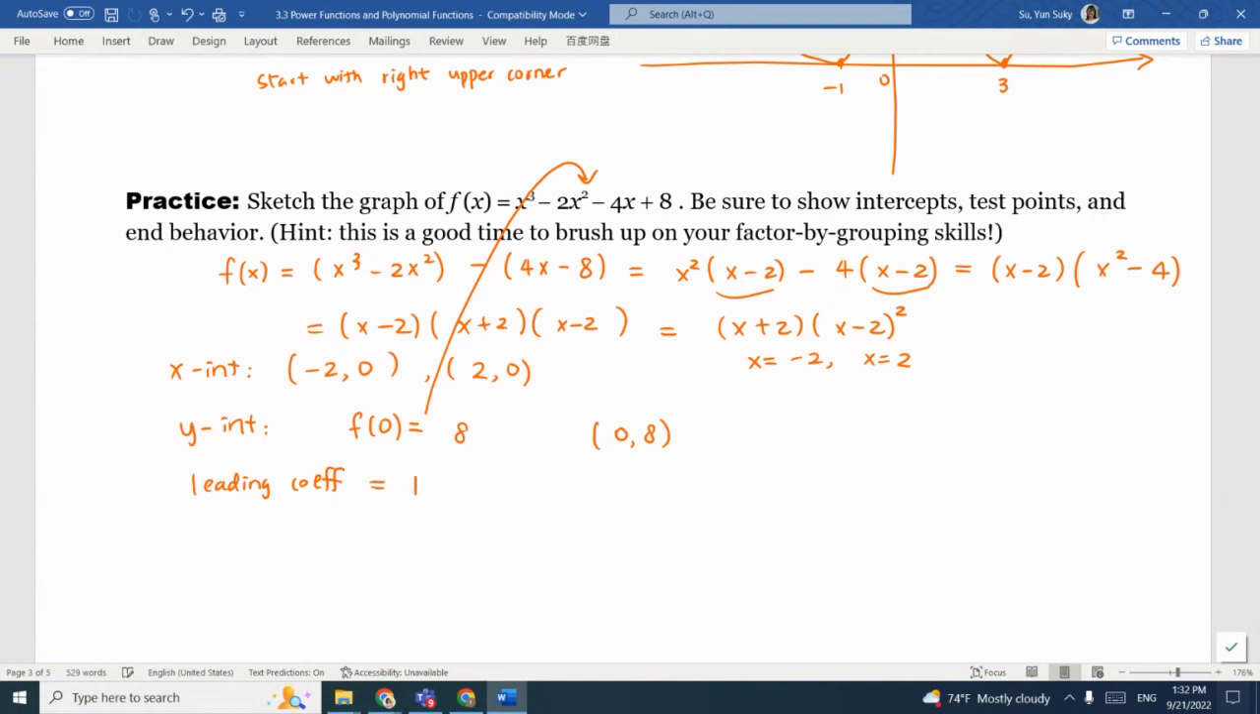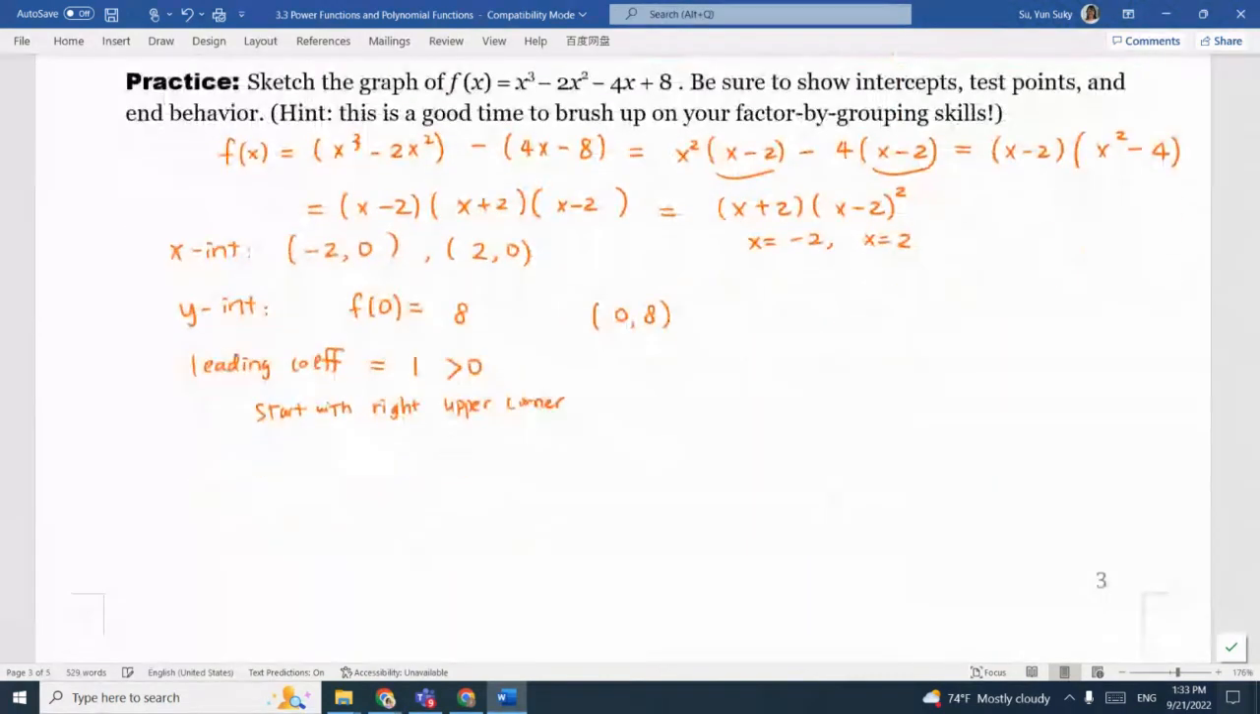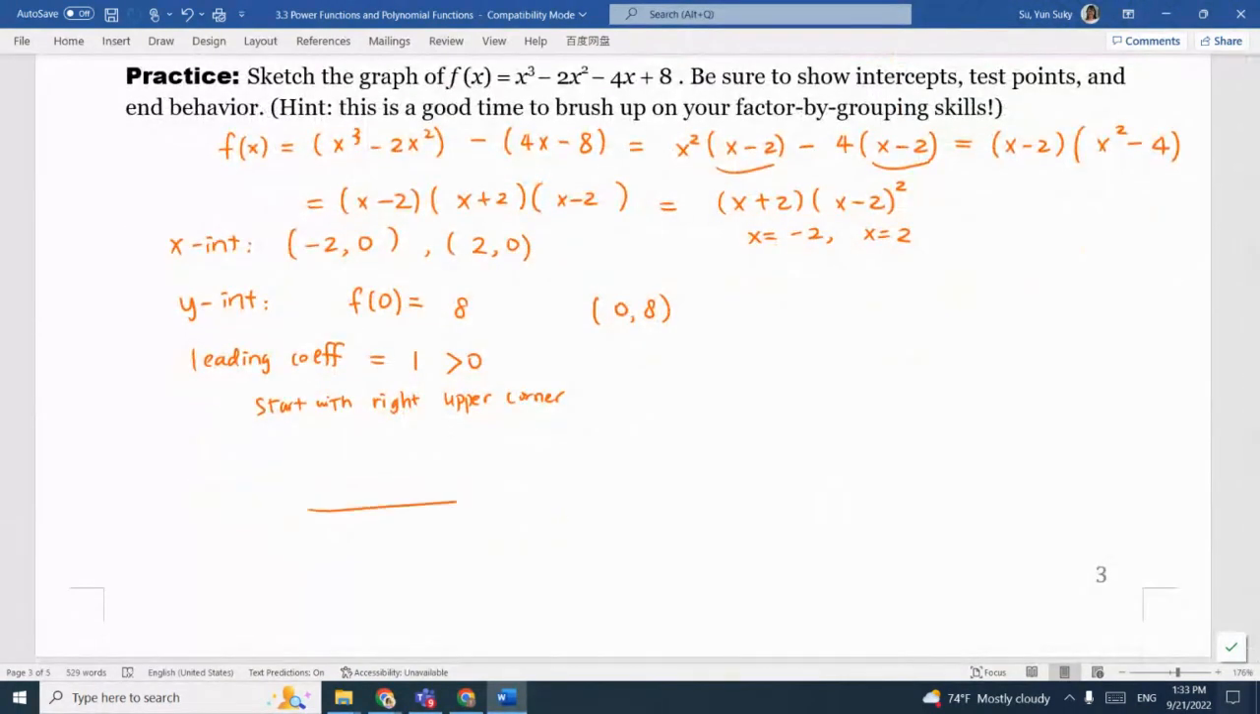Okay, what is the leading coefficient? 1. Is that okay, everybody? The leading coefficient is the coefficient of the leading term. The leading term is the highest power term, which is x cubed. So the coefficient is 1. Do you see? This is positive. So we start with what? Yeah, upper top right corner. Okay, and then we're ready.